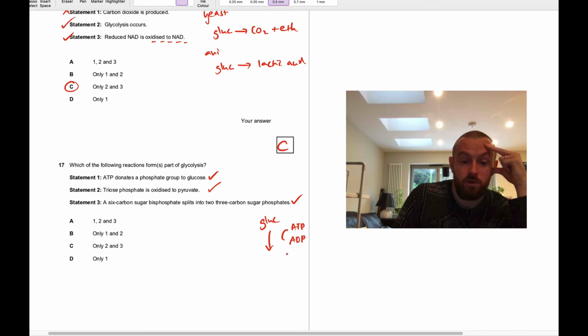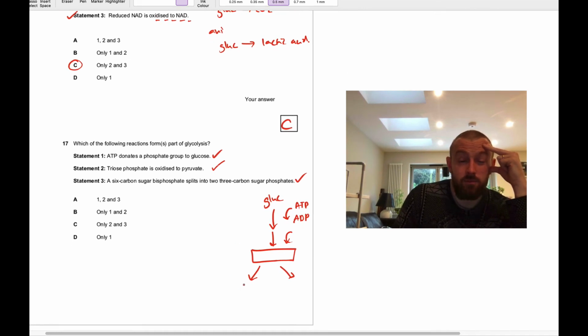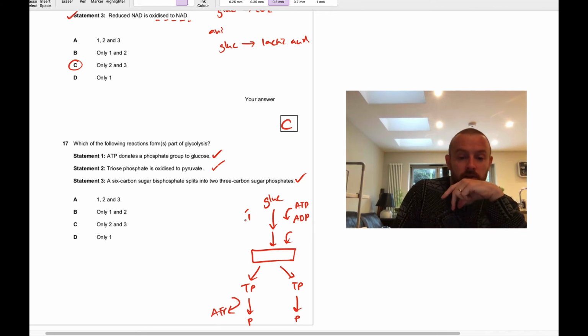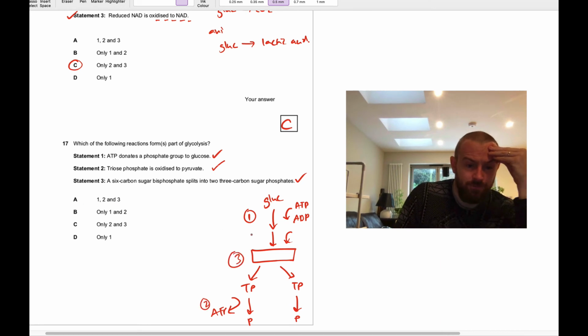Twice, actually. And then we have the hexose bisphosphate, and then we split that into 2, and then we have triose phosphate, and then we oxidize that to pyruvate, and we get energy out. Okay, so that's kind of an overview. So statement 1 is up here, statement 2 is down here, and statement 3 is in the middle. They put them in the wrong order to try and confuse you. So it's 1, 2, and 3. 17A.